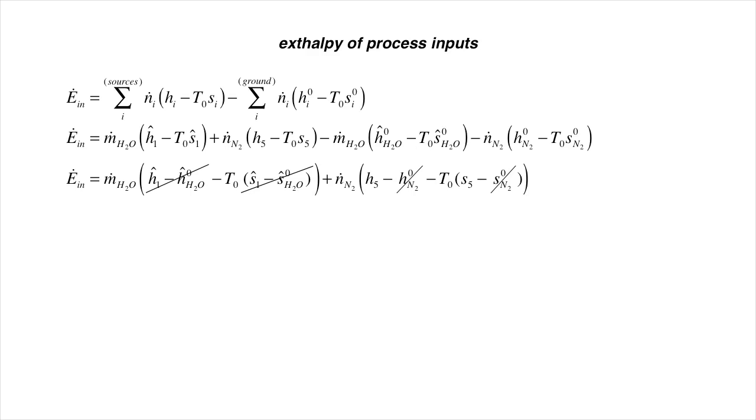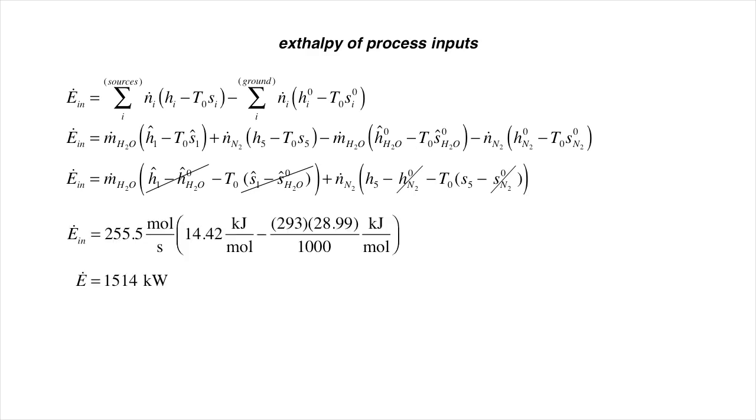Since the water enters in stream 1 as a liquid at 20 degrees C and 1 atmosphere, it's already in its environmental ground state, so contributes nothing to the incoming exthalpy. Also, since we chose a reference state for H and S for nitrogen to be the environmental ground state, we are left with only two terms involving H5 and S5. Plugging in numbers, it implies that the nitrogen entering our process has the potential to do over 1,500 kilowatts of work. So far, we've only accounted for about 900 kilowatts of net and lost work.